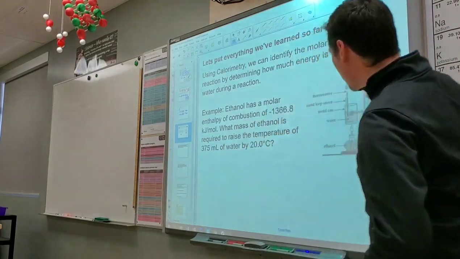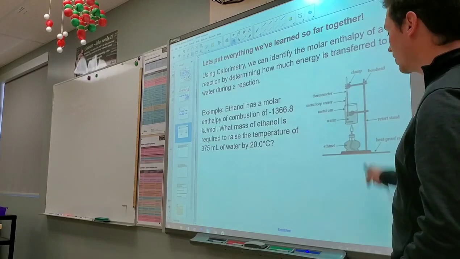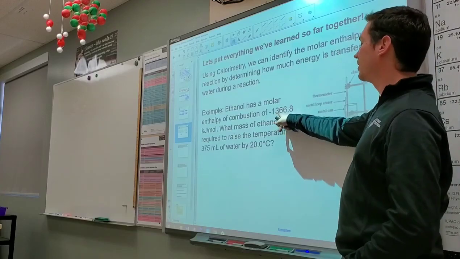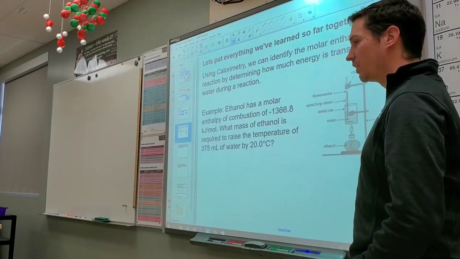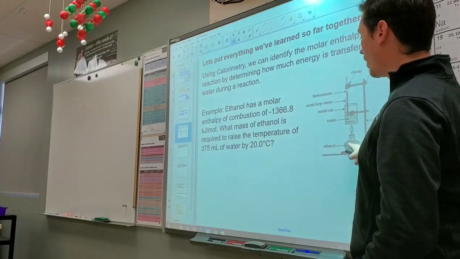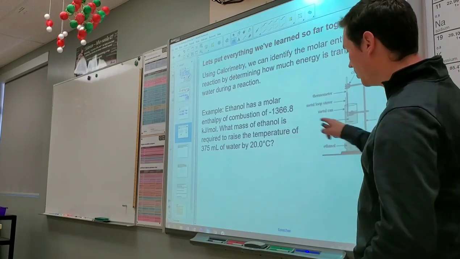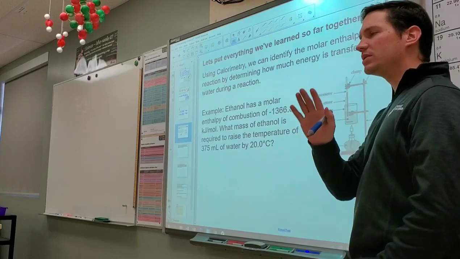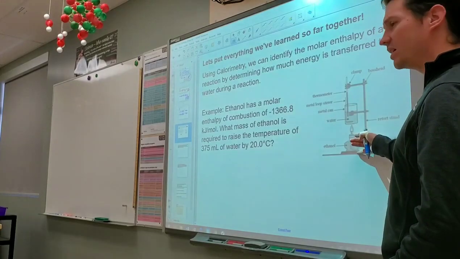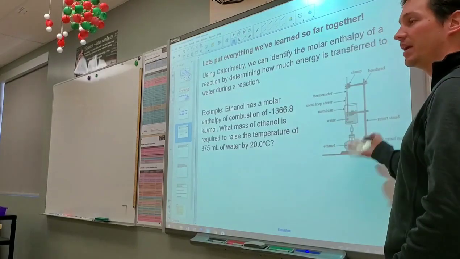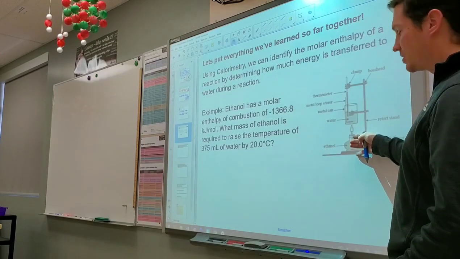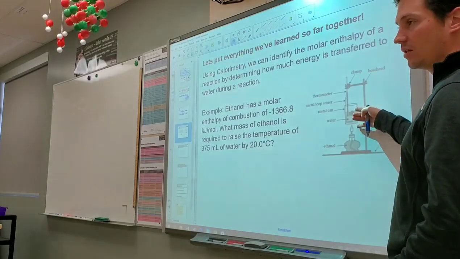As an example, this is a calorimetry experiment. We're using a calorimeter, right? Ethanol has a molar enthalpy of combustion of negative 1,366.8 kilojoules per mole. What mass of ethanol is going to be required to raise the temperature of this water by 20 degrees Celsius? It's giving me water, but it's also asking me about the substance that's being consumed. What do you know about the energy lost by this substance and the energy gained by the water? They're equal to each other.